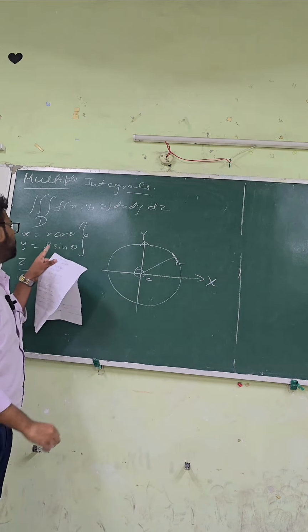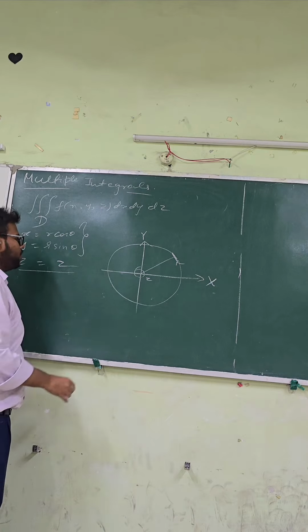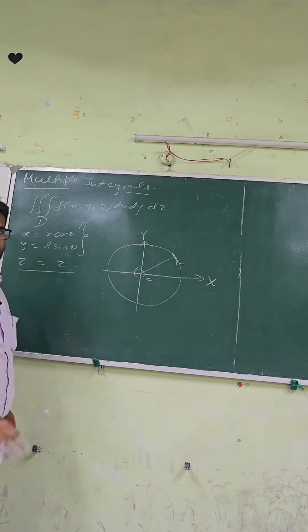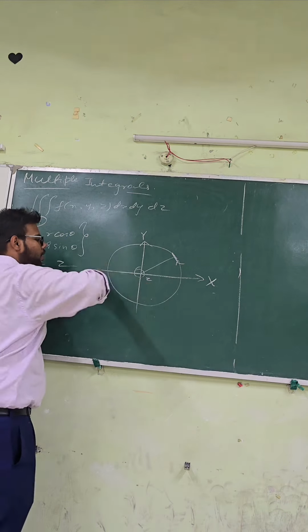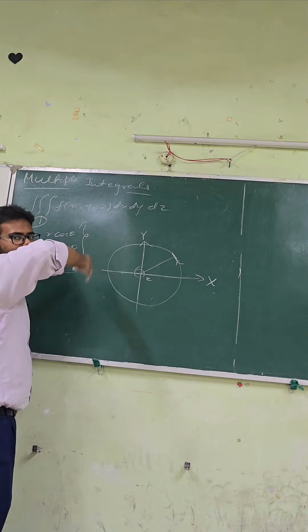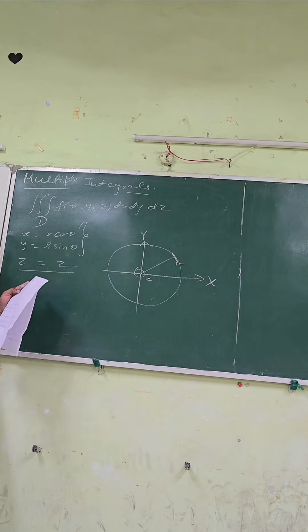That is why x is equal to r cos theta, y is equal to r sin theta, and z is equal to z. And in this case, the limit also you will take like 0 to 2 pi, right? And r will be greater than 0, right? That's the thing. Okay? It is going across this whole plane. Okay, that's why. So now let's see some problems, and then we will end this lecture.